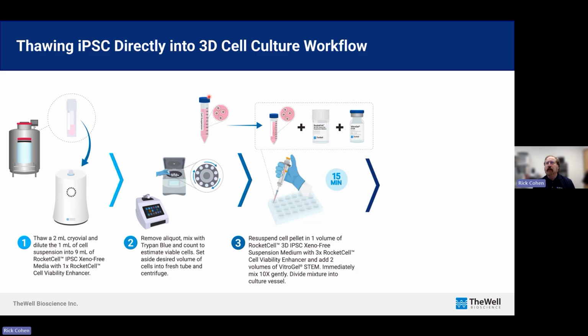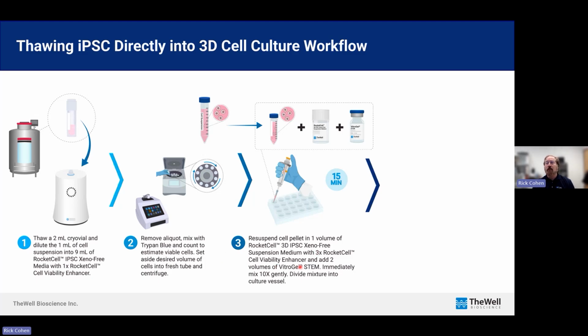So you would resuspend your pellet in suspension media, which we include in the kit, and you would add 3 times the amount of RocketCell cell viability enhancer, so that will give you 1 volume. In 1 well of a 24-well dish, we recommend starting with anywhere between 50,000 and 150,000 cells. We stick with 100,000 as an advice, and that will come in at 100 microliters. So generally, if you resuspend your cells at 1 million cells per mil, it's compatible with this system. And then you add 2 volumes of Vitrogel stem.